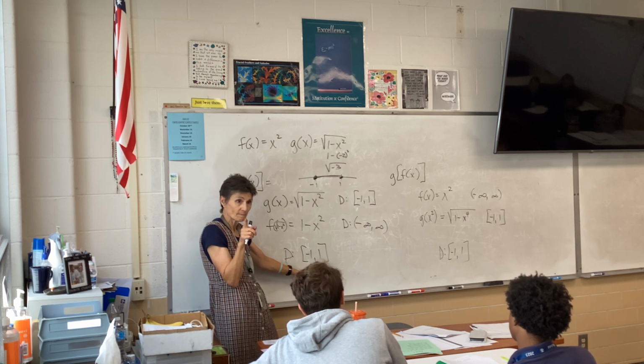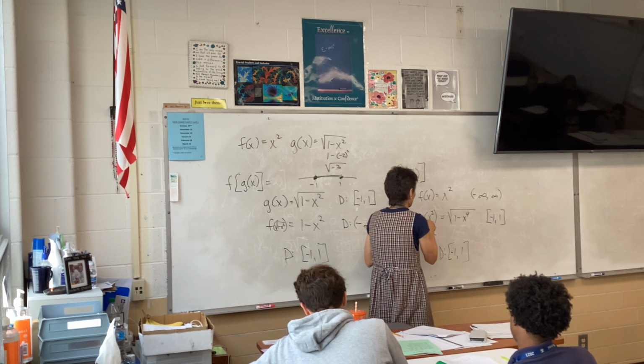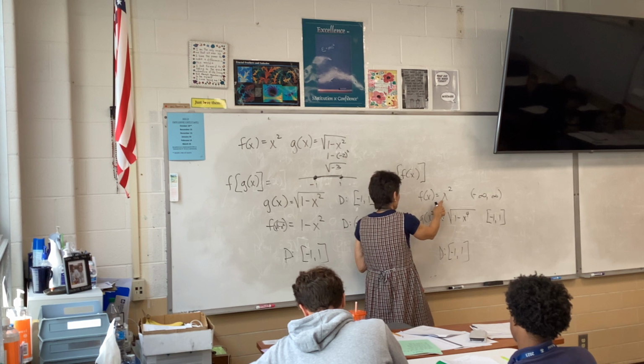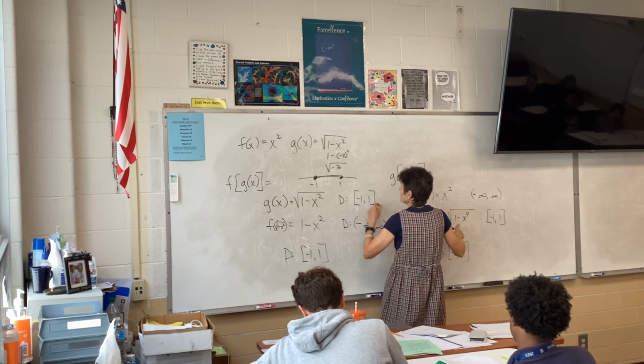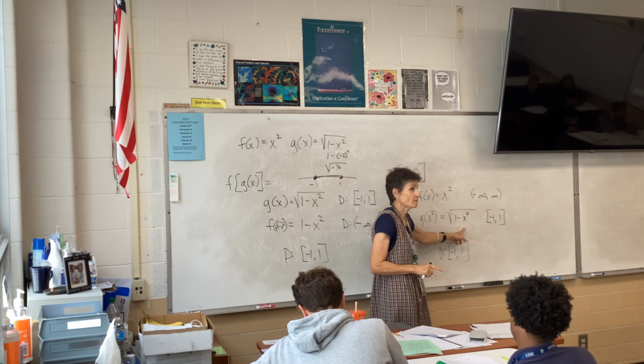With me, folks? Now I've got the same thing over here. Functions look different. So f of x is x squared. When I plug that into g, I got the square root of 1 minus x to the 4th.